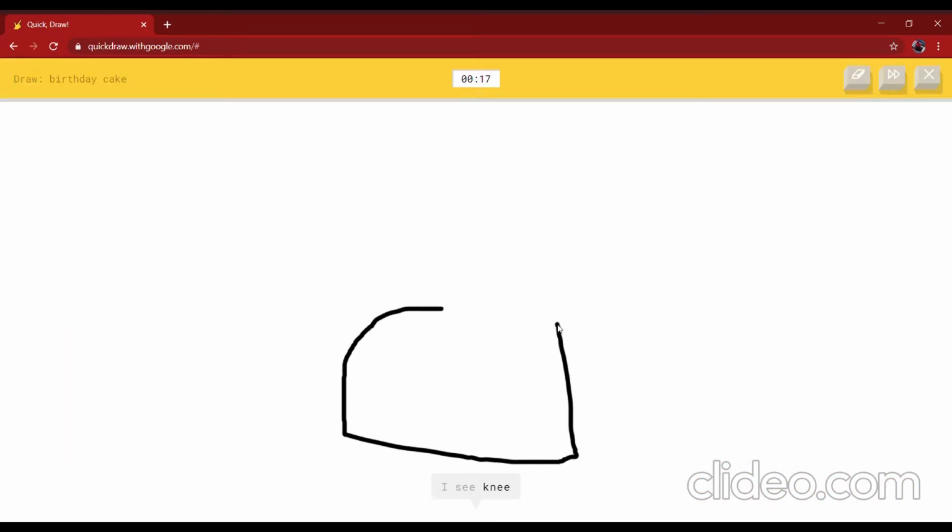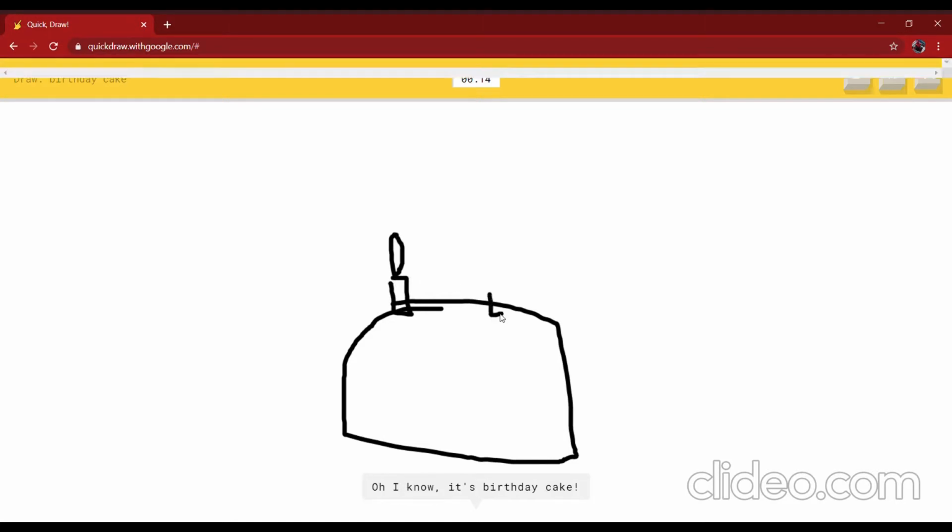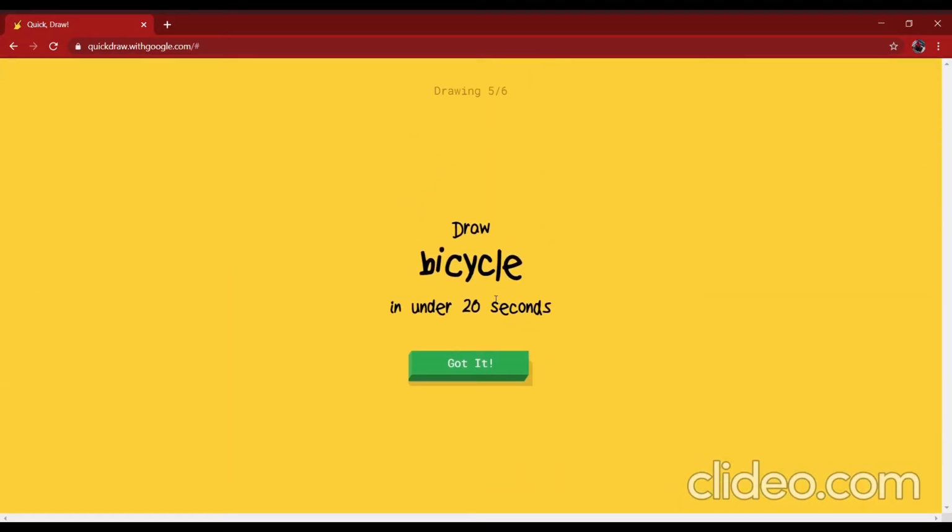Yeah, birthday cake now. I see knee. Or shoe. Or pillow. Oh, I know, it's birthday cake. It looked like some sort of head with candles.